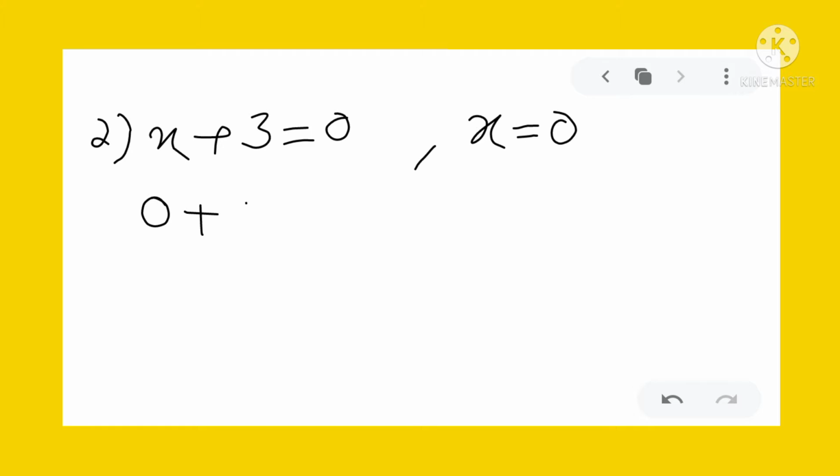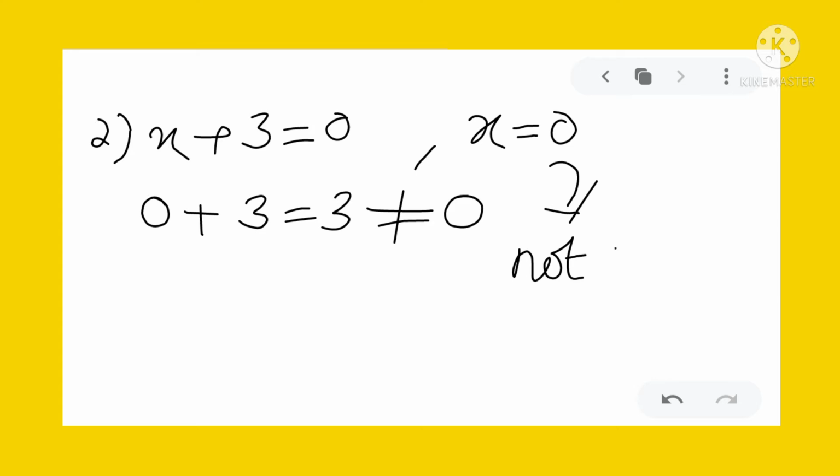The second question, x plus 3 equal to 0 where x equal to 0. Here also 0 plus 3 equal to 3. But 3 is not equal to 0. Hence we can say that x equal to 0 is not a solution of the equation.